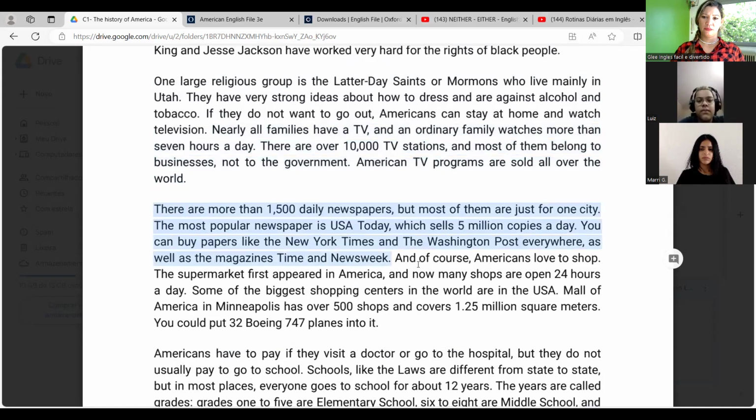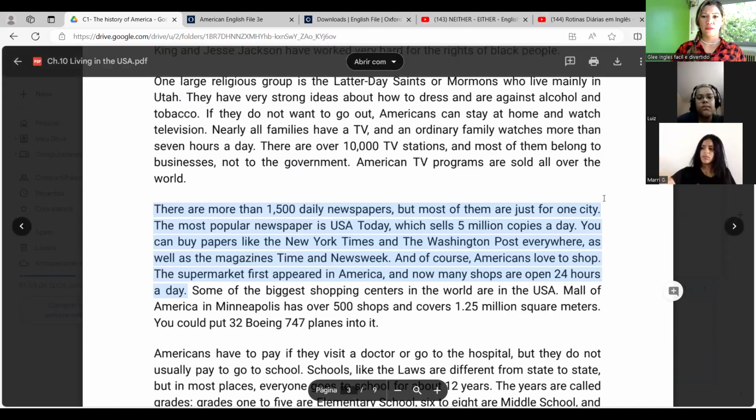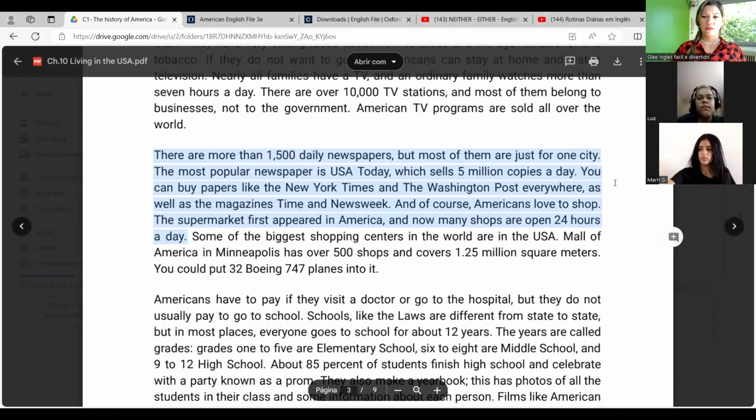There are more than 1,500 daily newspapers, but most of them are just for one city. The most popular newspaper is USA Today, which sells 5 million copies a day. You can buy papers like the New York Times and the Washington Post everywhere, as well as the magazines Time and Newsweek.